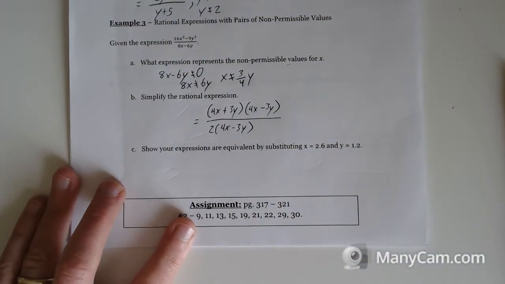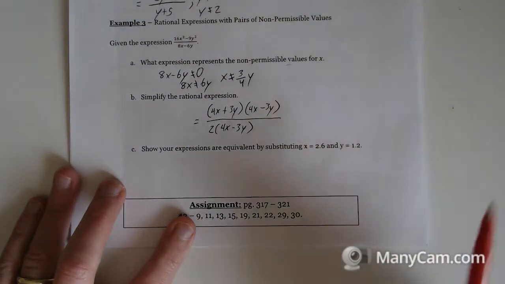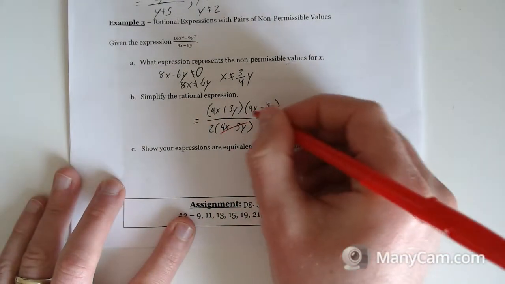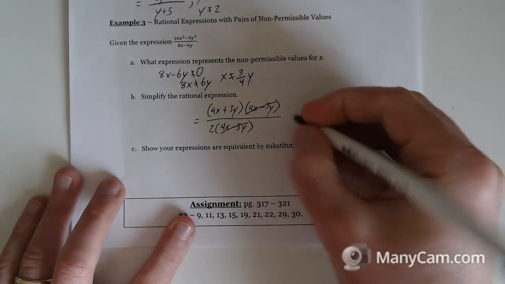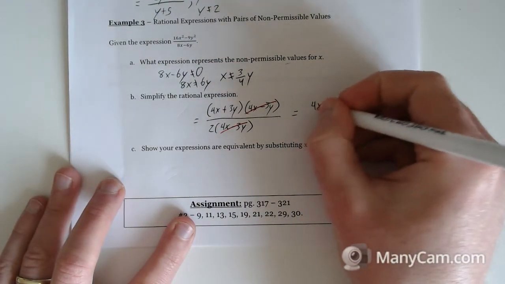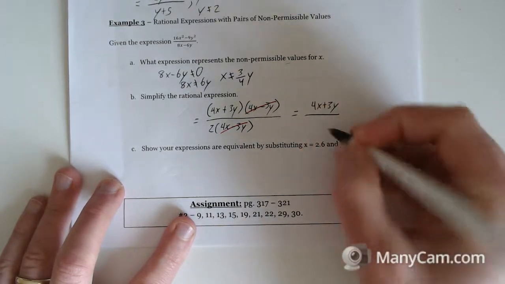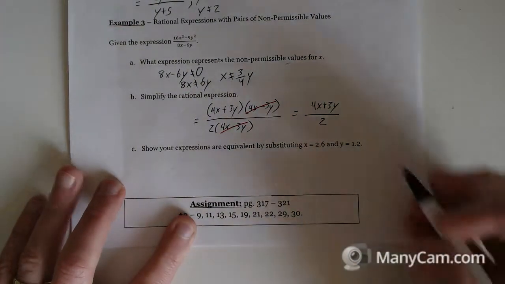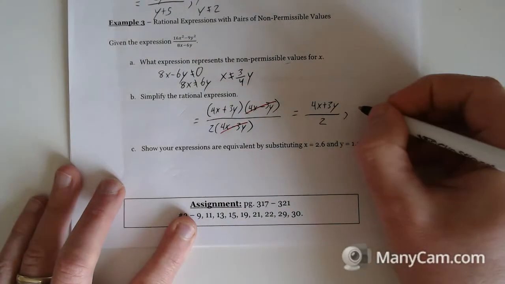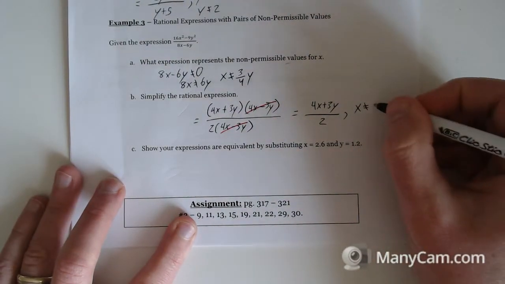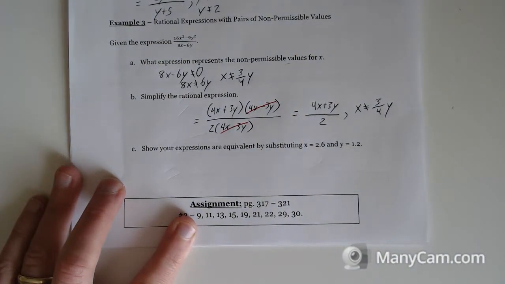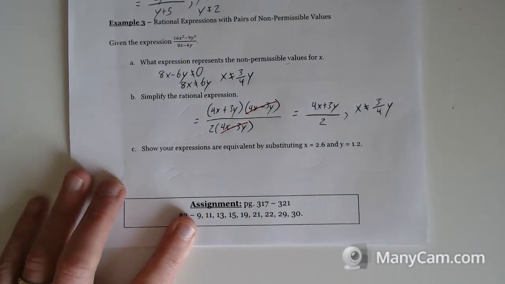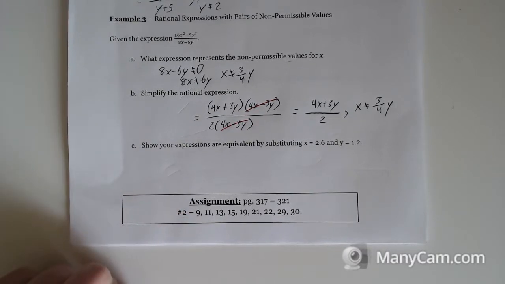Good. Now that we've done everything to make it look like good form, we can clearly see that that guy cancels with that guy. So on the top we have 4x plus 3y. On the bottom we have just the number 2, as long as x is not 3/4 of y. That's it. Show your expressions are equivalent by subbing in two values.